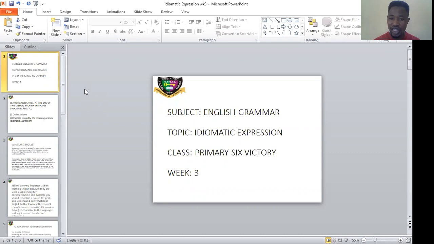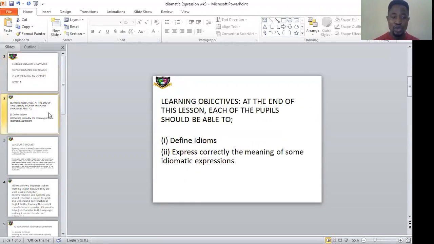But before we go further, let me quickly take you through, like I said, today's subject is English grammar, and the topic we're looking at today is idiomatic expression, and that is for Year 6 or Primary 6 Victory. And that is the topic for the third week. But before we go further, I would like to let you know the learning objectives. That means what you're expected to know at the end of this class.